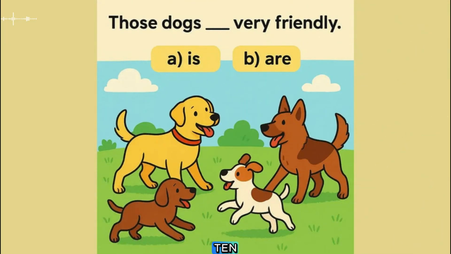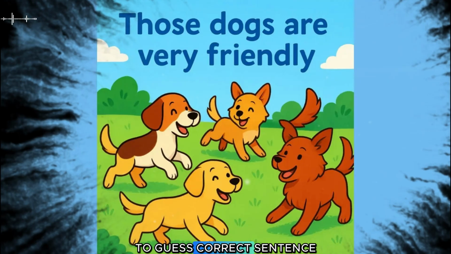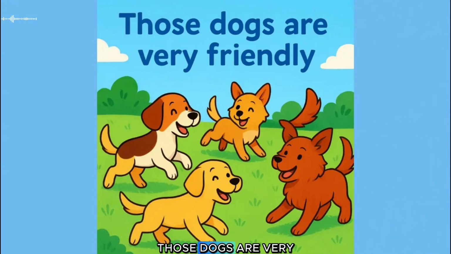Scenario 10. Those dogs blank very friendly. A: is, B: are. Take a few seconds to guess. Correct sentence: Those dogs are very friendly.